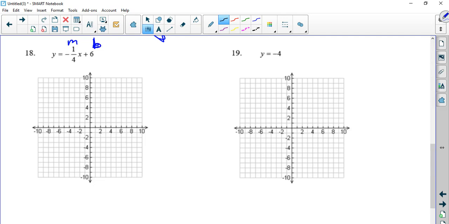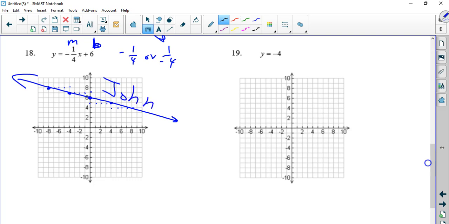So my starting point is at positive 6. My slope is negative 1 over 4 or 1 over negative 4. Either way, I can go down 1, right 4, down 1, right 4, or I can go up 1, left 4, up 1, left 4, and I have a very shallow line. Again, another negative slope, but remember, if I write my name on it, it's going downhill slightly. That's a negative slope. All right? Verify with the calculator, you'll make sure you're going the right direction.